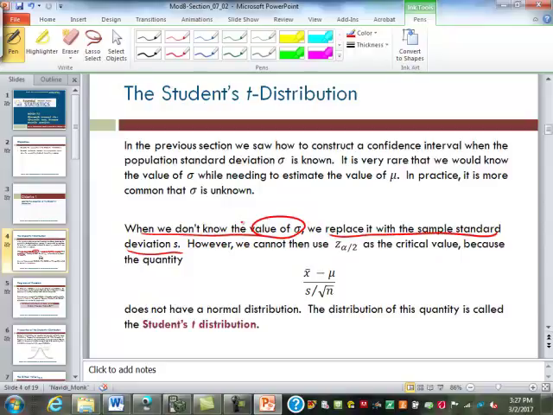However, the critical value is calculated off of the z distribution, and we can't do that, because this quantity does not have a normal distribution anymore. If we're using the sample standard deviation instead of the population standard deviation, this may not be normally distributed anymore. So these z-scores are now going to be distributed according to the t distribution, or Student t distribution.